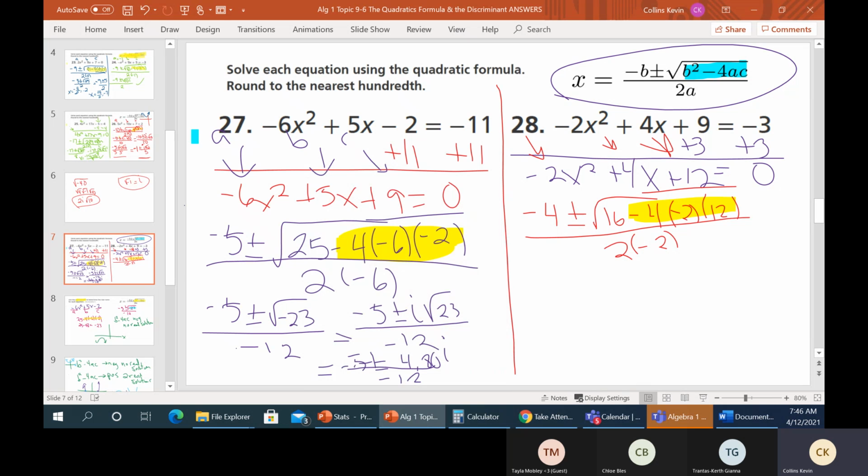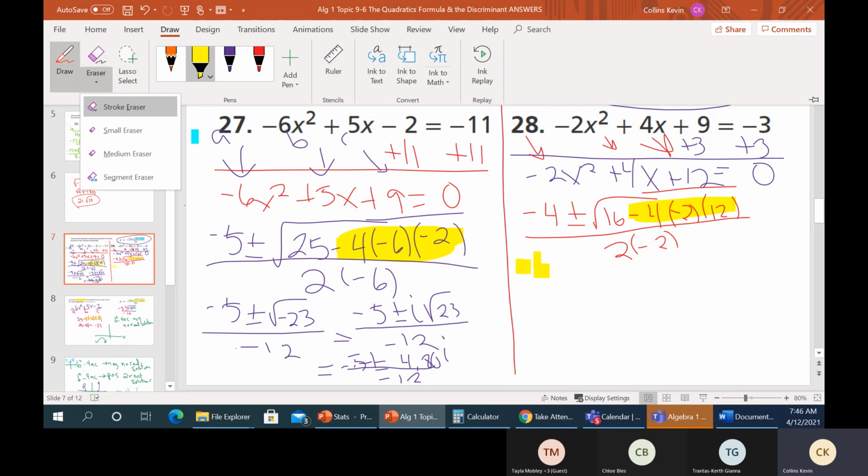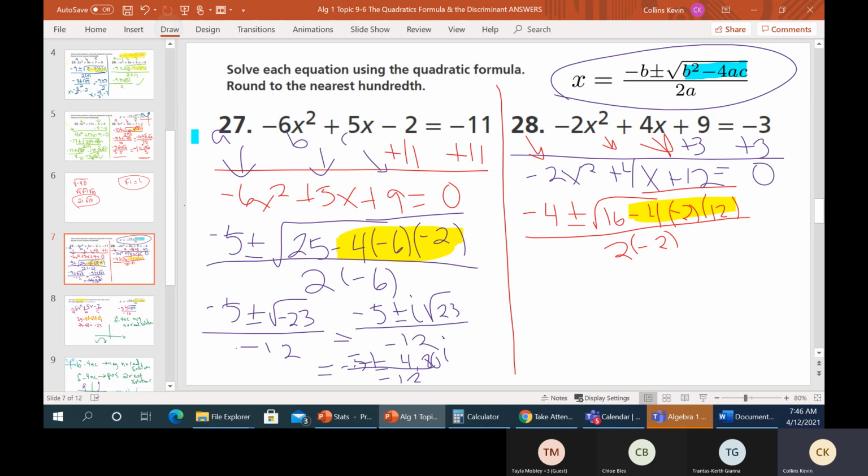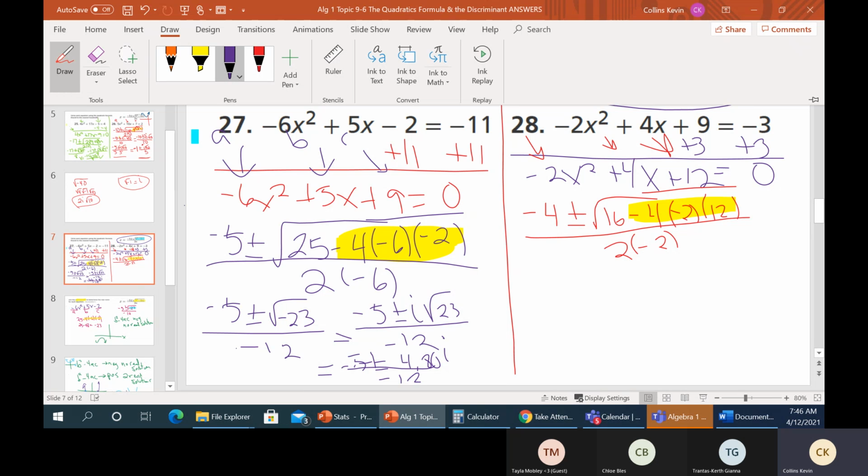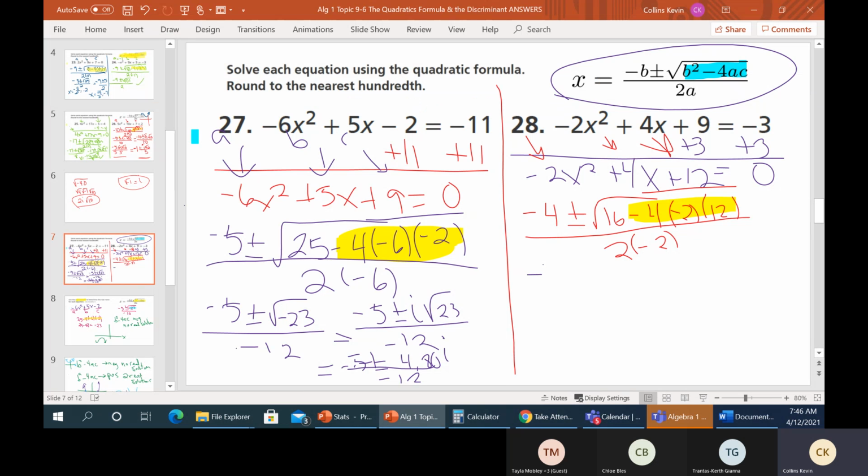So let's go ahead and rewrite that. So this will be minus 4. We'll get rid of this. All right, there we go. So we get minus 4 plus or minus the square root of what we said was 112? Yep, 112. And then all over negative 4. Okay, so the only thing we can do, well, we don't have to do it here because they said they just want the square root, so we don't have to do that.